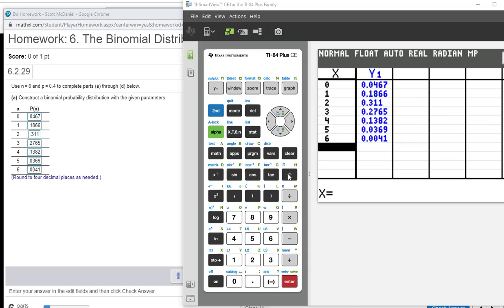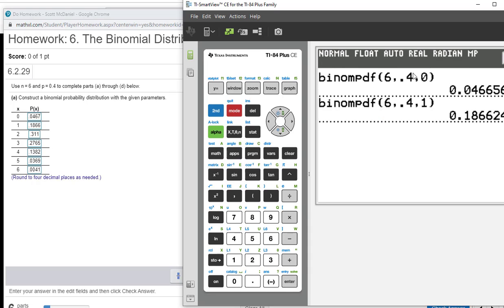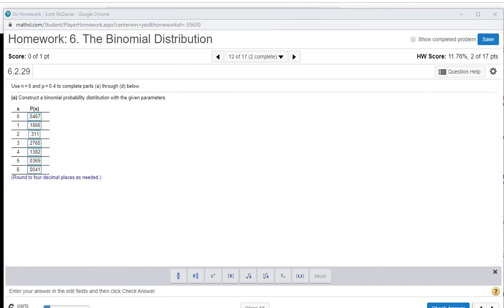So again, we did not have to use the table. Remember, I could go back here and evaluate the binomPDF for each individual one. That doesn't take a lot of time, but I sometimes want to show you ways that are a little more efficient and leveraging some of the functions on the calculator. Let me show you the same thing in StatCrunch.